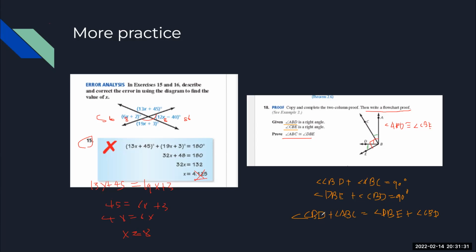As you see right here, angle CBD is on both sides, so you can subtract it away. So you're left with angle ABC is equal to angle DBE. And basically, if they're equal to each other, they're also congruent to each other.